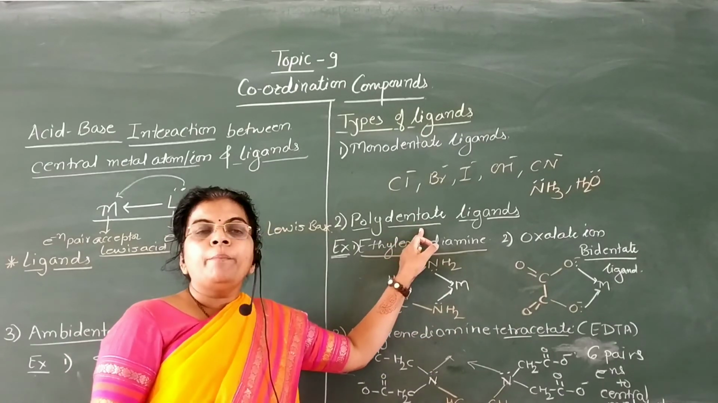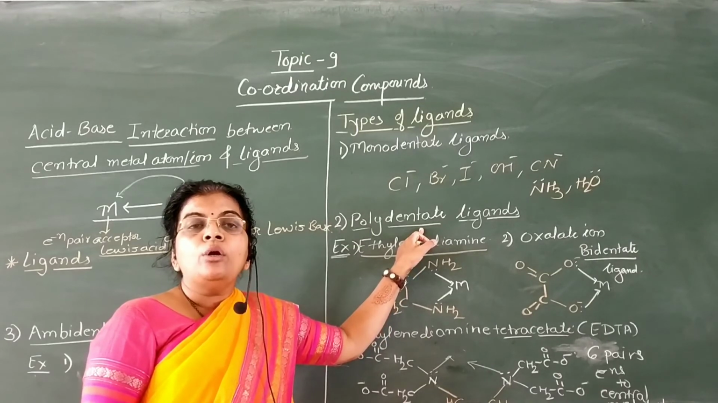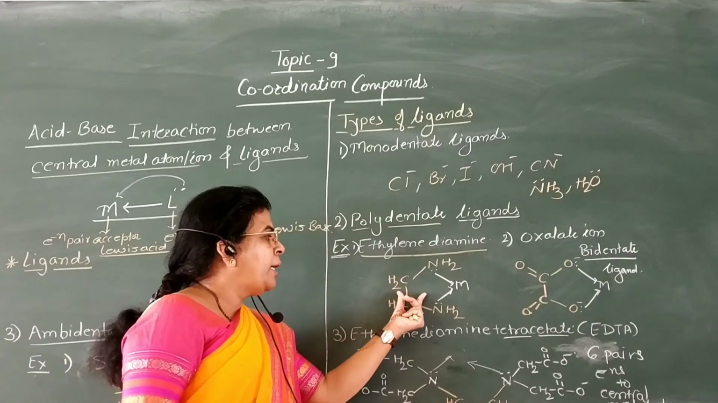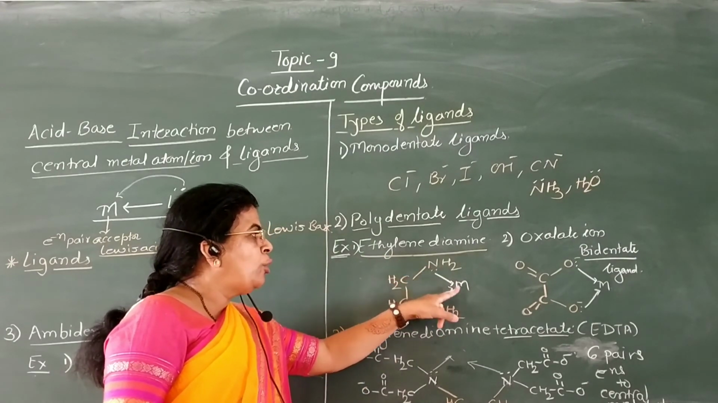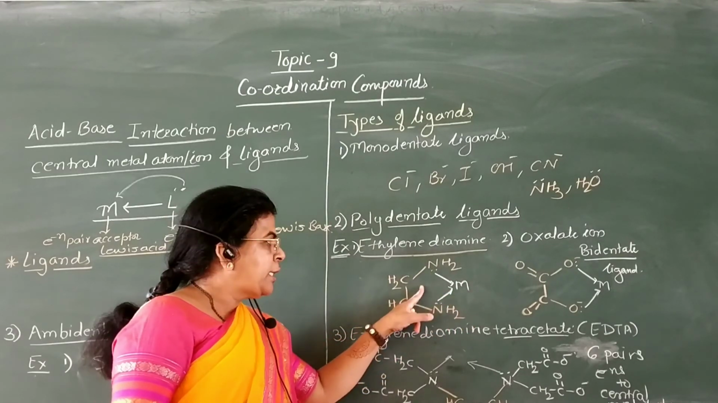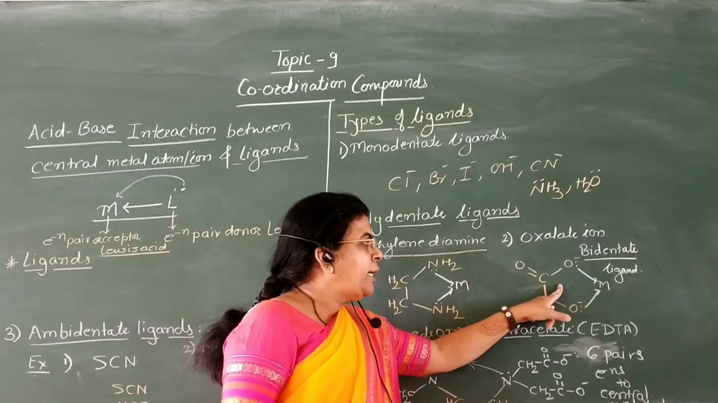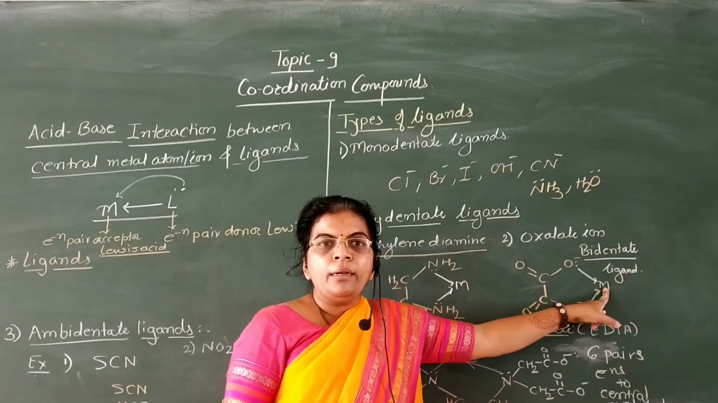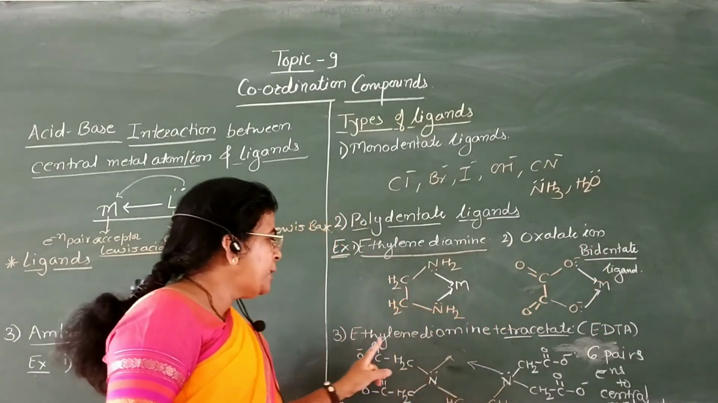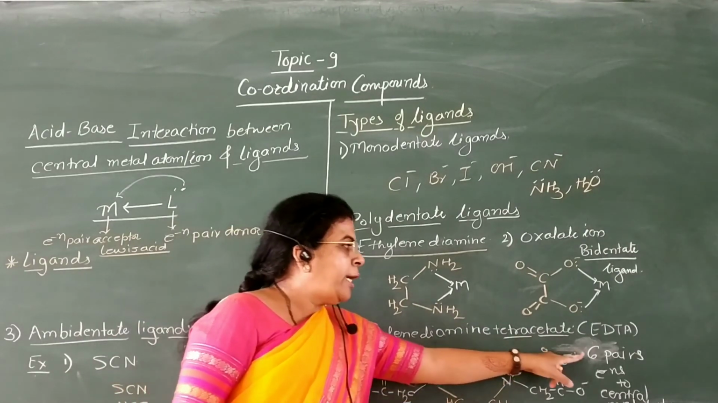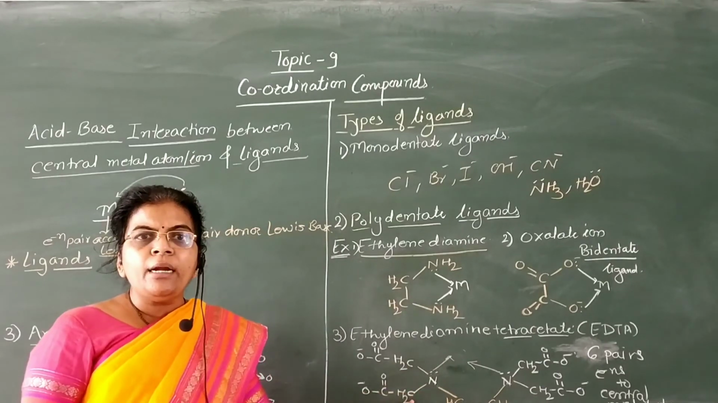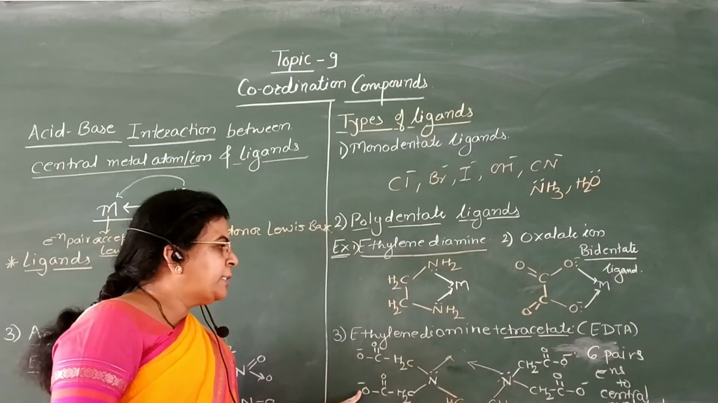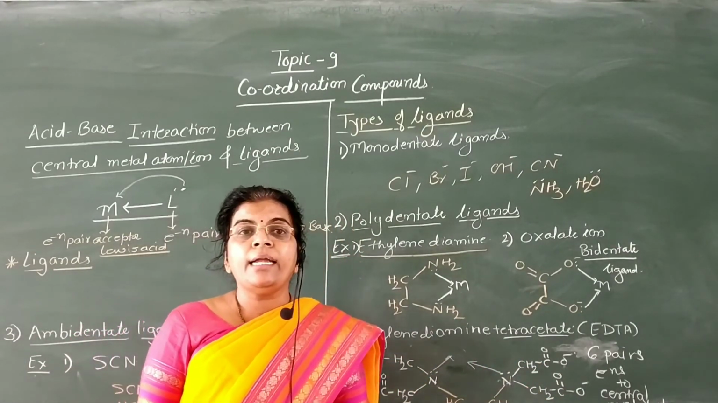Polydentate ligands donate more than one electron pair to the central metal atom. For example, this ethylene diamine can donate 2 pairs of electrons to the central metal atom or ion. Therefore, it is an example of a bidentate ligand. Then this oxalate ion donates 2 pairs of electrons to the central metal atom or ion, so it is called a bidentate ligand. And this ethylene diamine tetraacetate donates 6 pairs of electrons to the central metal atom or ion like this: 1, 2, 3, 4, 5 and 6, and therefore it is a hexadentate ligand.